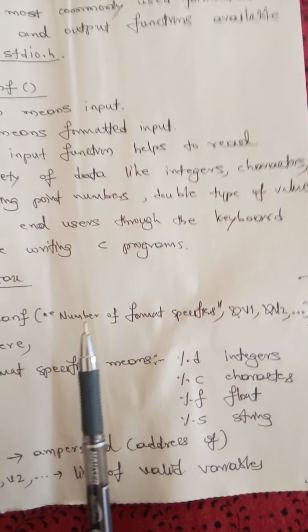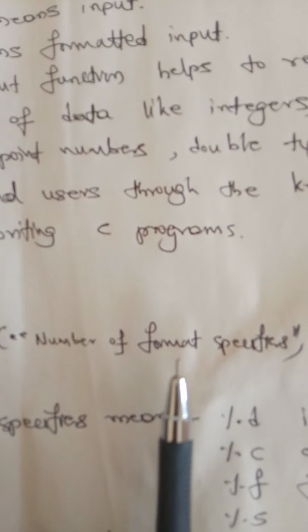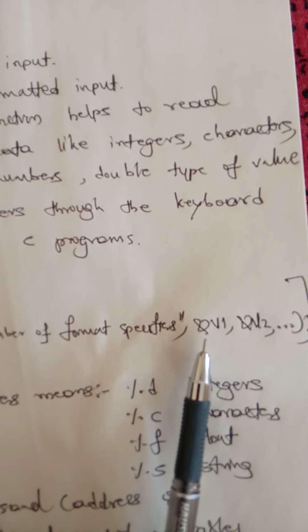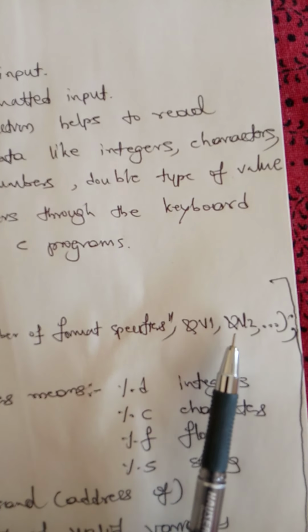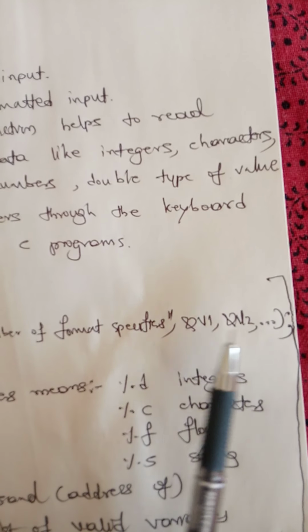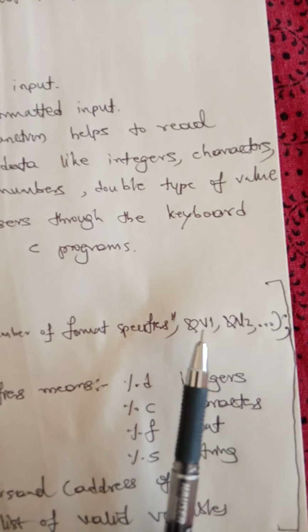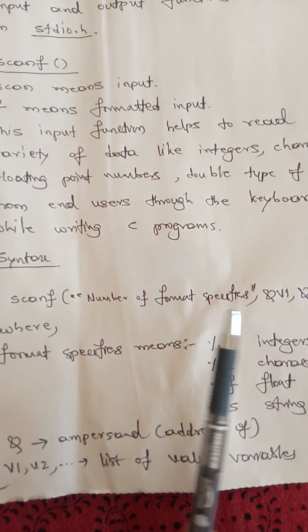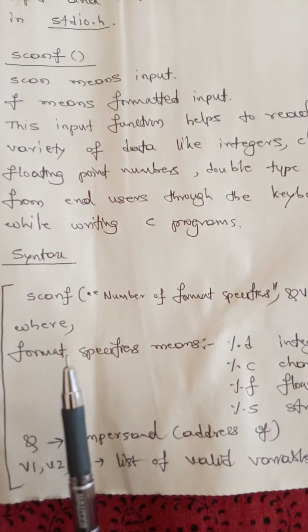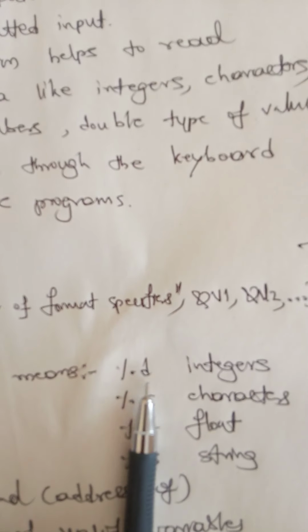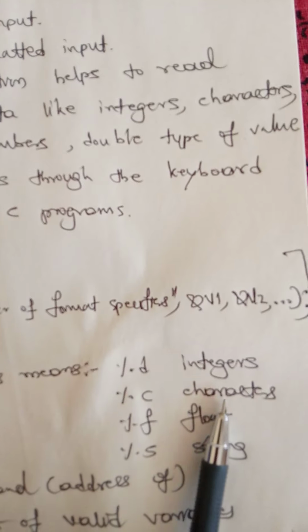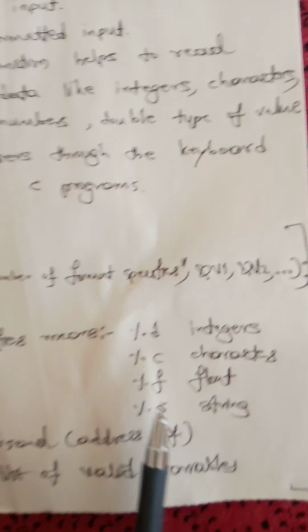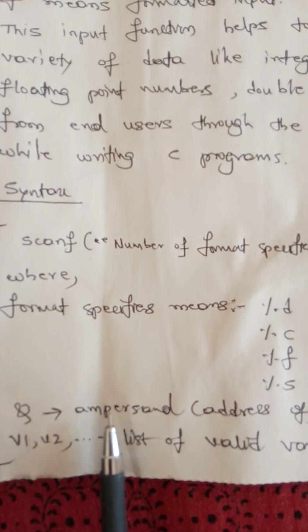In the first part, inside the double quotes, we write a number of format specifiers. After the double quote, comma, address of v1, address of variable 1, address of variable 2, comma, dot dot dot. You can list n number of variables. Everything you write correctly in the exam. Then you have to explain what format specifiers mean: data specifiers. %d is for integers, %c is for characters, %f is for float, %s is for string.